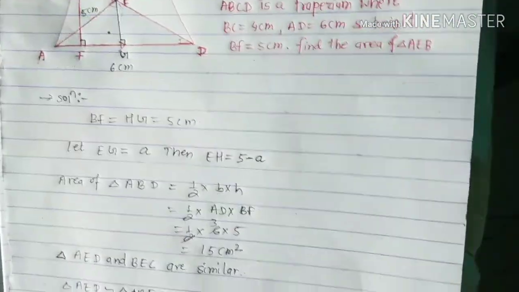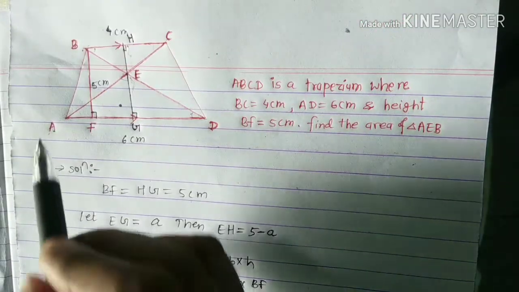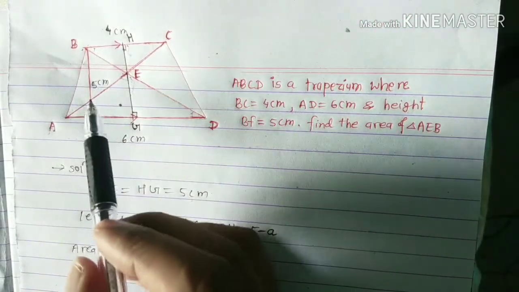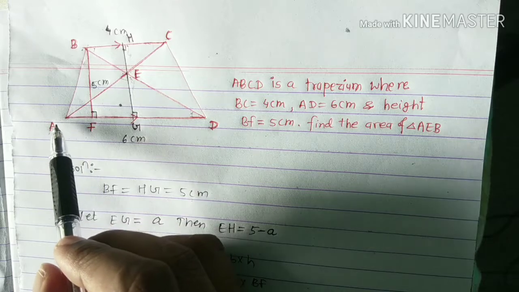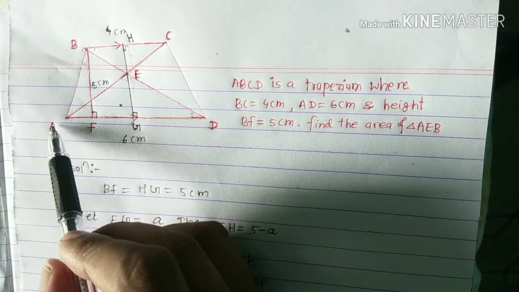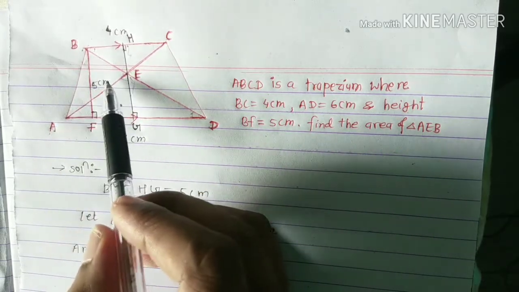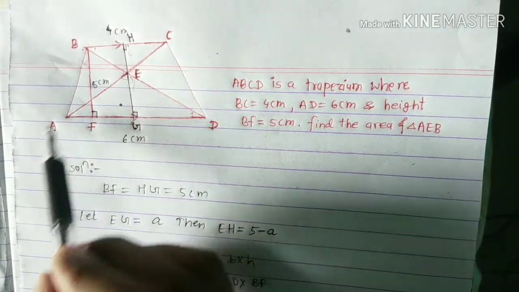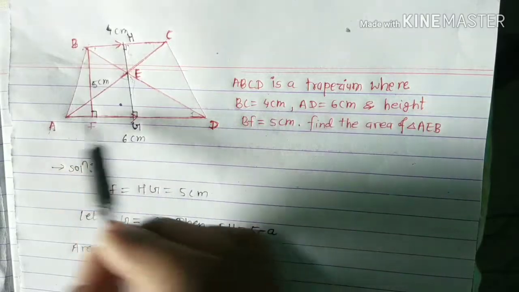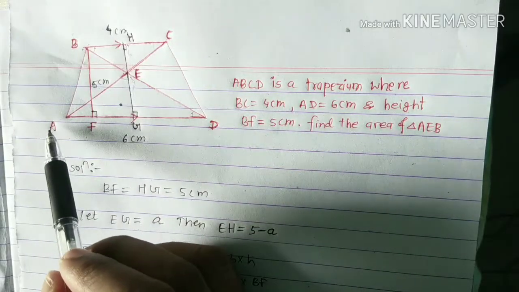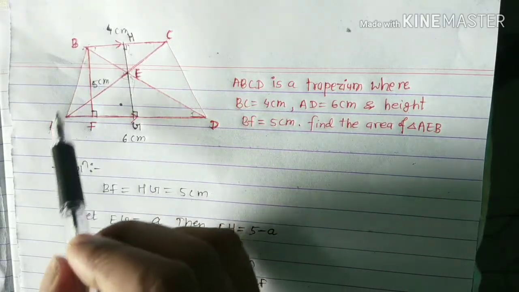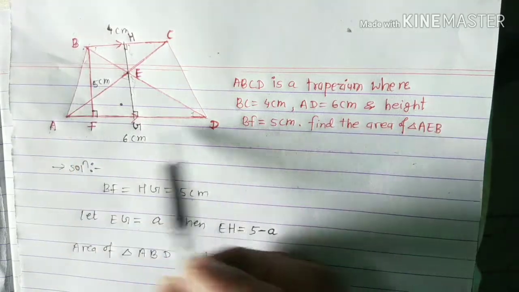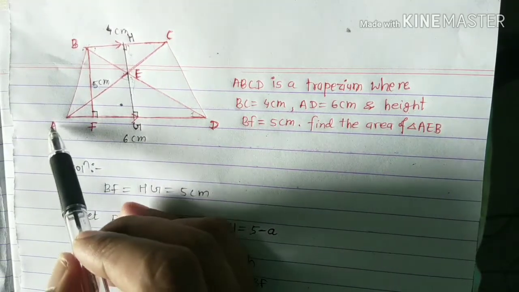Now actually we need to find the area of triangle AEB. So how can we get its area? We can find it by subtracting the area of triangle AED from the area of triangle ABD. Then we can easily get the area of triangle AEB.